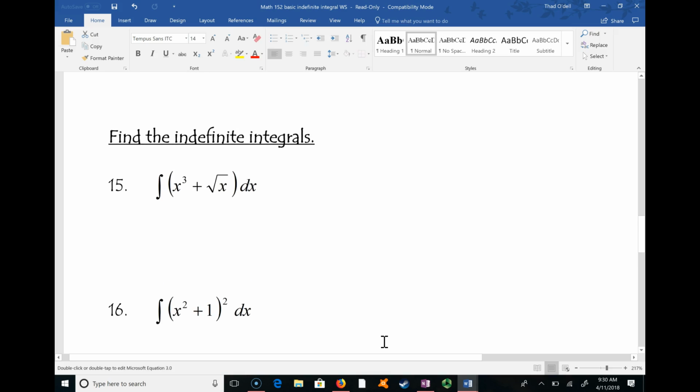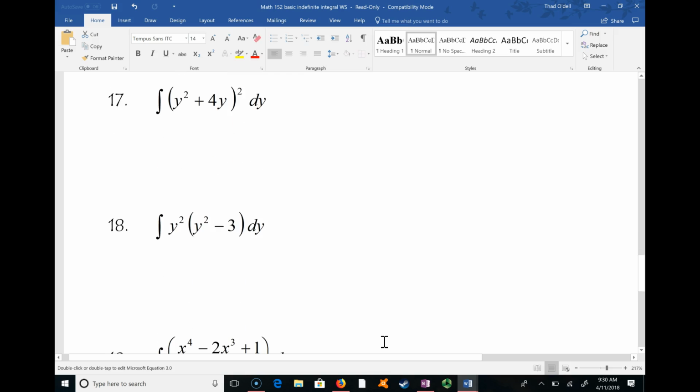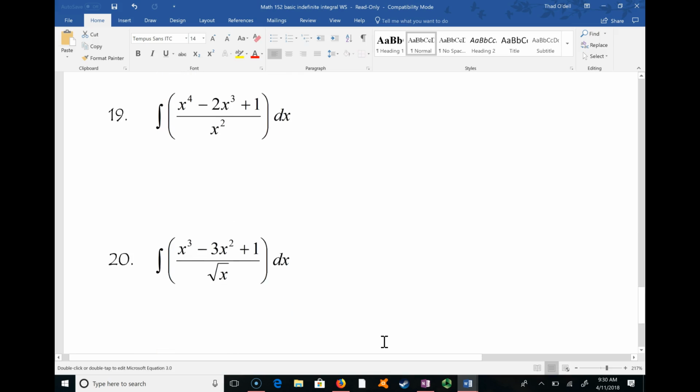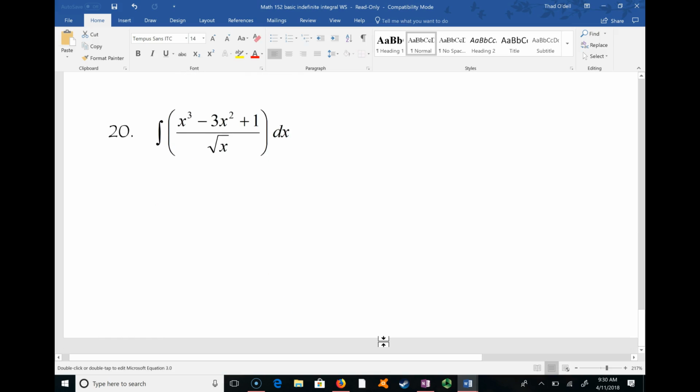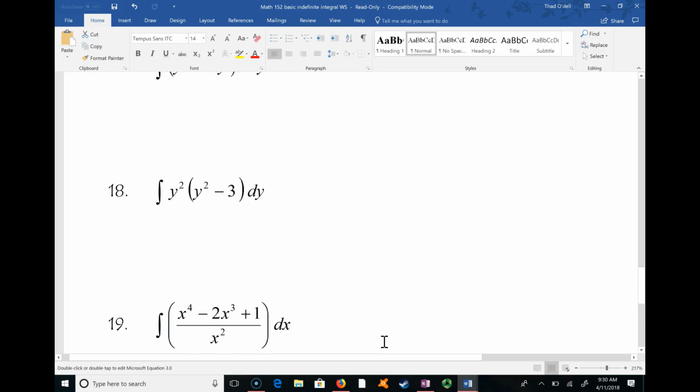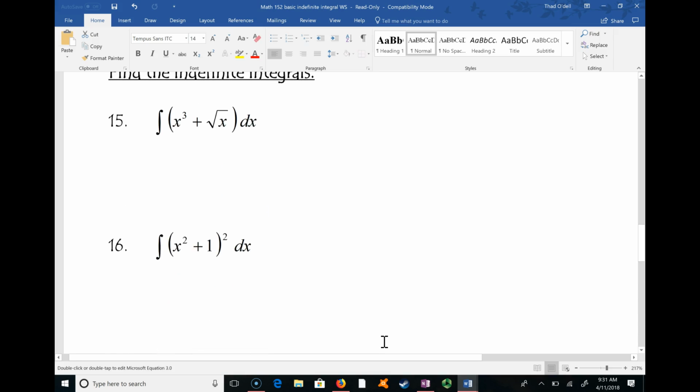Okay, so let's try a couple more complicated ones here. These are all power rule ones. I might have to go back to the definite integral one to get the more difficult ones. But let's look at that. How would you do number 16? Just think out loud, somebody.